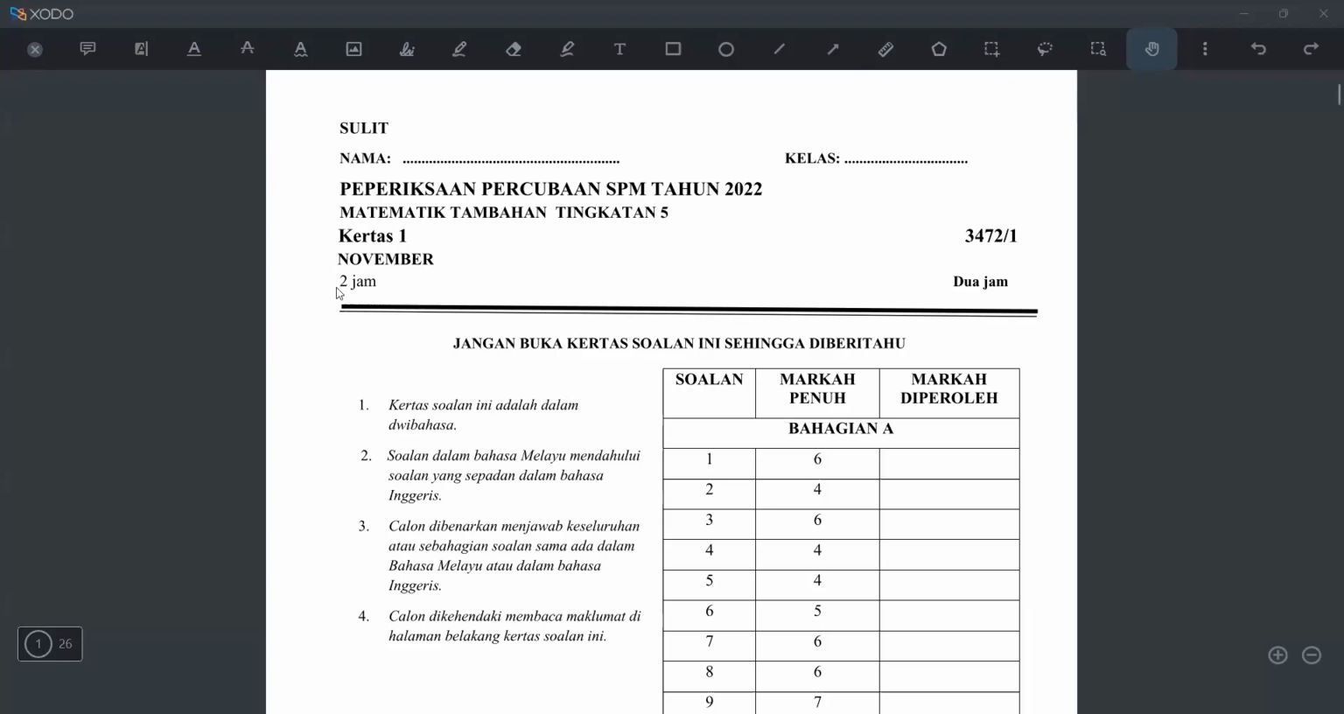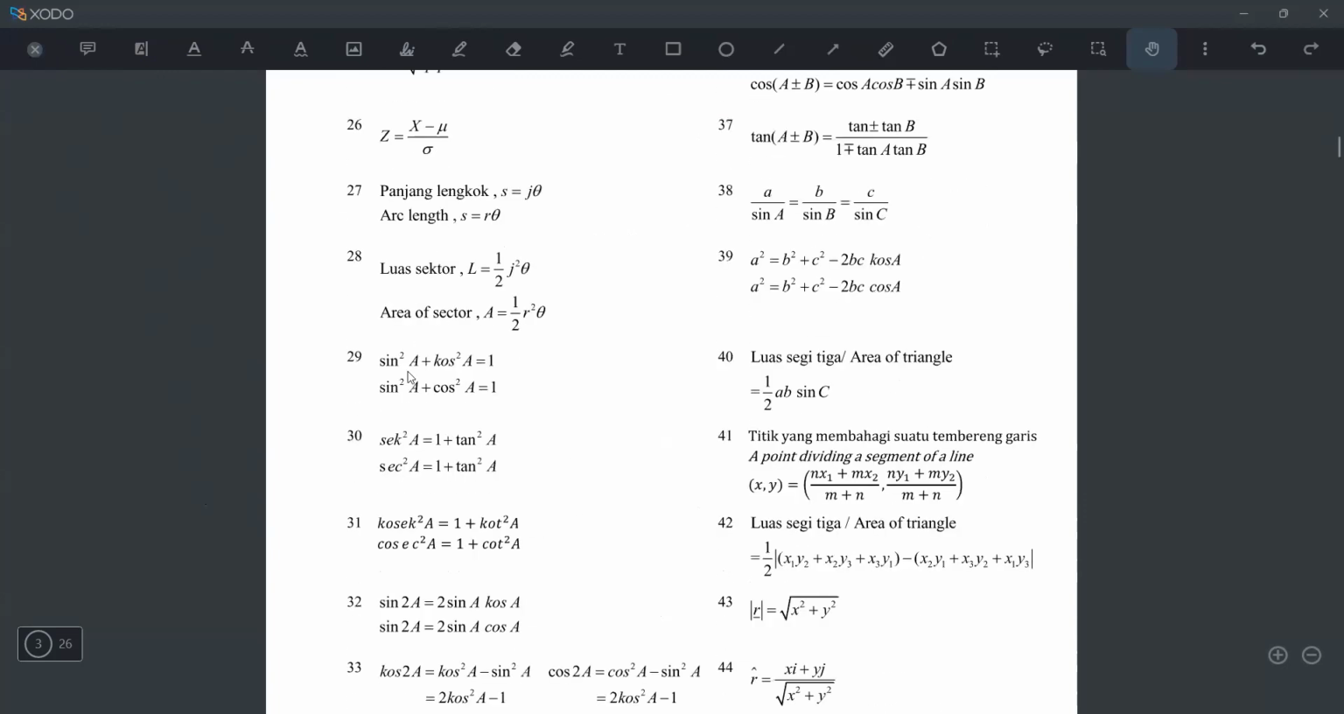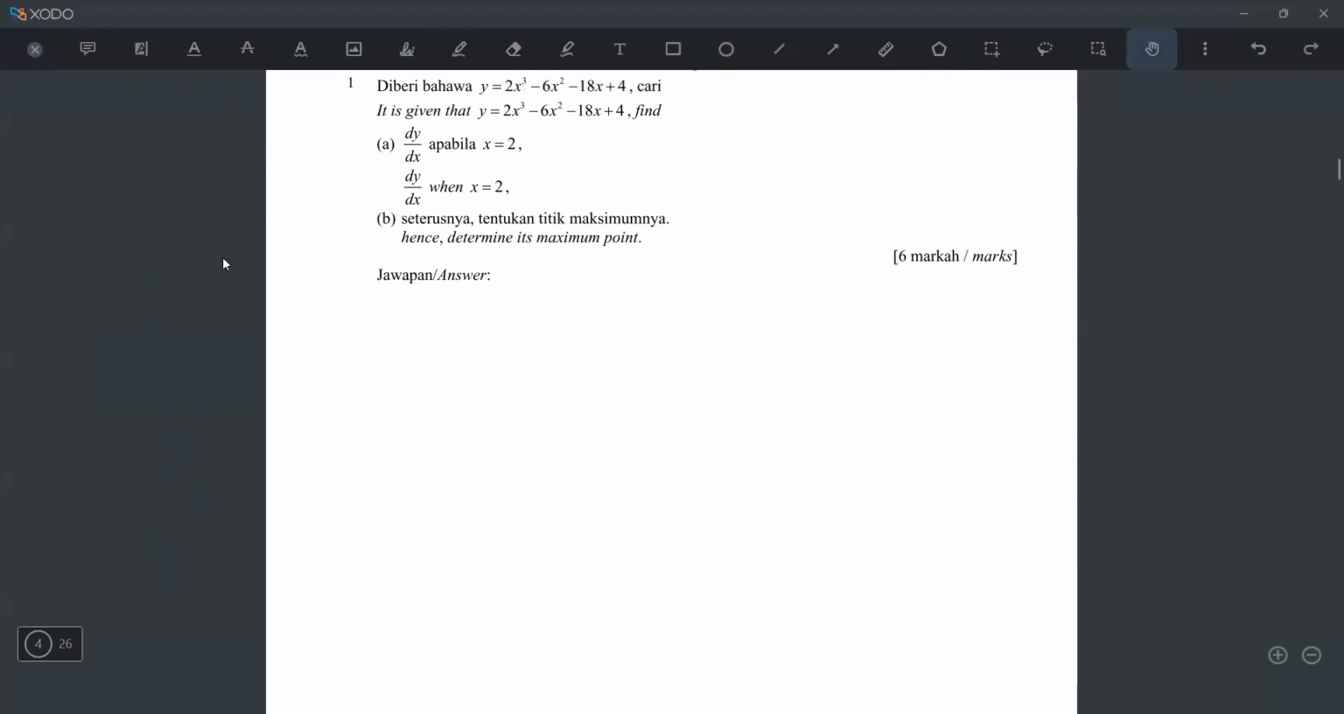Okay, let's do this. So in this video, I'm doing the Pahang state paper. It's Kertas 1 Pahang punya state paper for Addmaths 2022. So let's skip the formulas. We will skip all this and go to question number 1. Okay, question number 1. This is differentiation punya soalan.